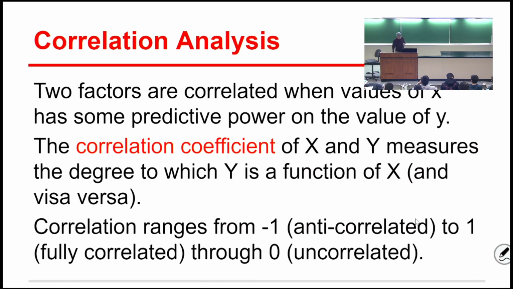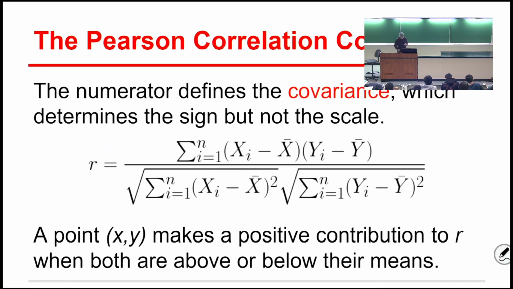And 0 means that it's uncorrelated, that there's no relationship between the two that you can detect by the correlation coefficient. Any questions about that? So what is the most common measure of correlation? It's something called the Pearson correlation coefficient, okay?